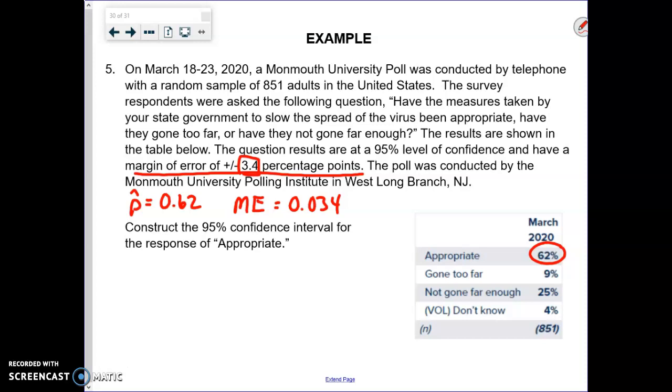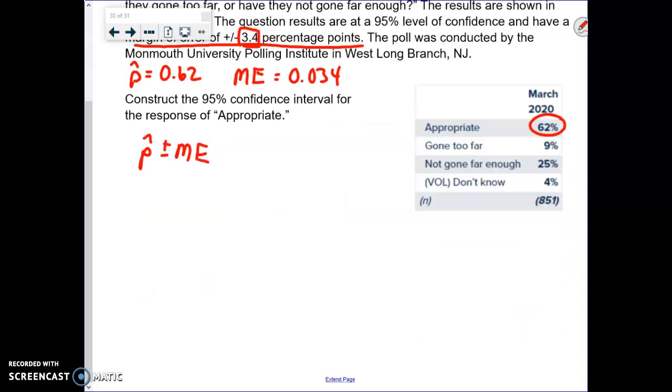Remember, a confidence interval is just taking p hat plus or minus your margin of error. And we don't have to do really much calculating here because, ladies and gentlemen, you just take 0.62 plus or minus your margin of error of 0.034. And if you do that, you take 0.62 minus 0.034, you get 0.586. Then you take 0.62 plus that margin of error, and you get 0.654.